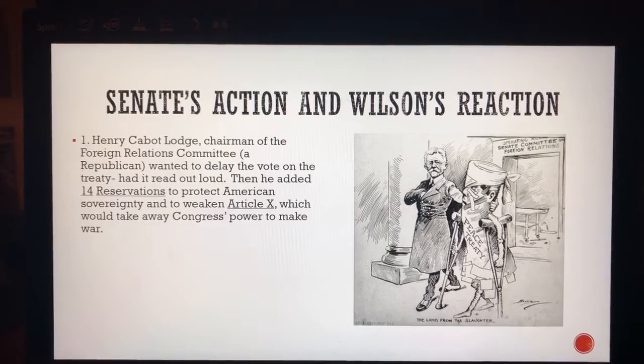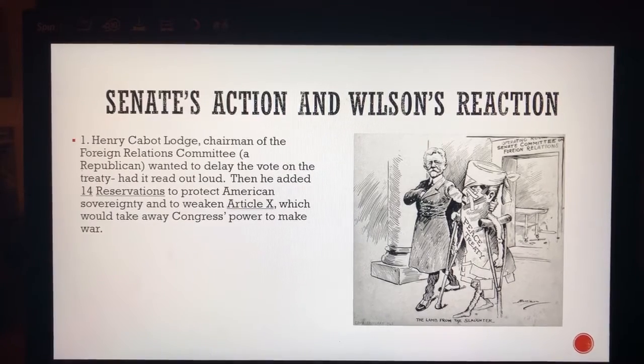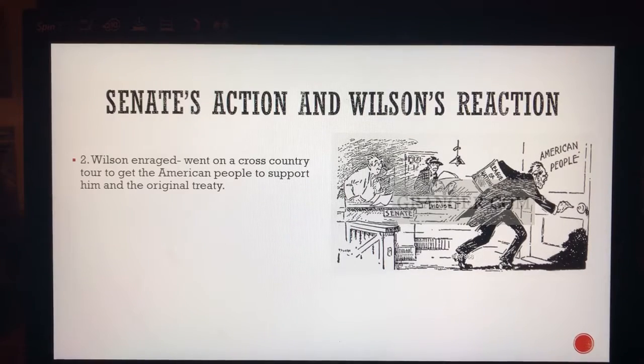And Henry Cabot Lodge, he is the guy who has been left behind. And he does not like the Treaty of Versailles. Specifically, he does not like Article X. Article X takes away Congress's power to make war. And he's going to add 14 reservations to this. And that's why the treaty is torn up and things are added to it. Do you see the little papers on the bottom that are added to it? And Wilson does not like this.